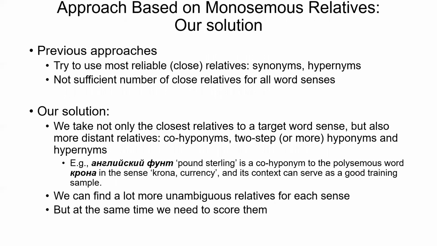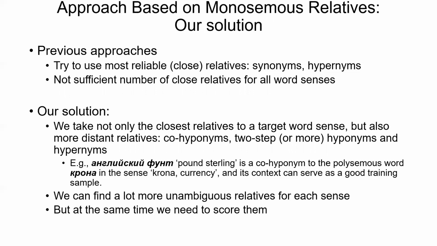In different works, synonyms and hypernyms are used as monosemous relatives. They are located very close to the target polysemous word in a semantic graph, which makes them more reliable relatives. However, as we have already said, there may not be enough monosemous relatives for all the senses of a polysemous word at such a close distance.